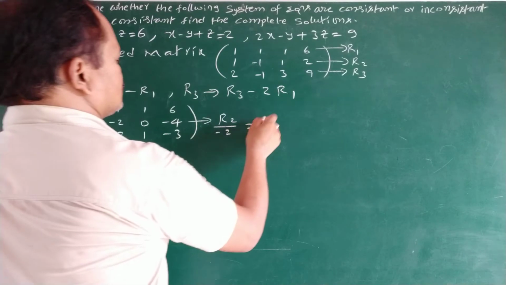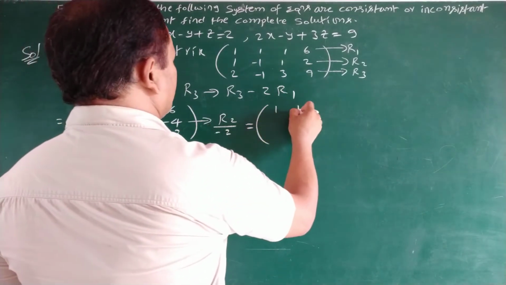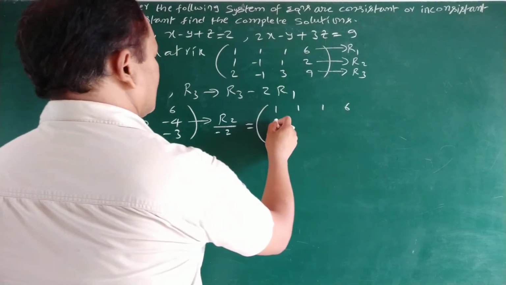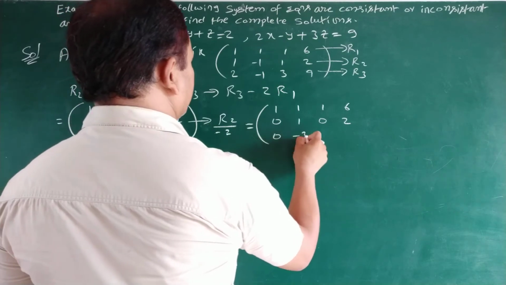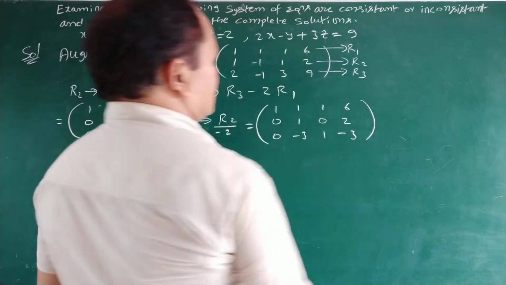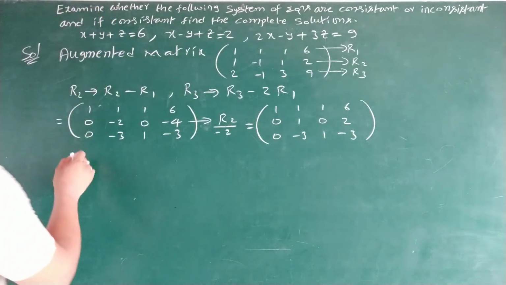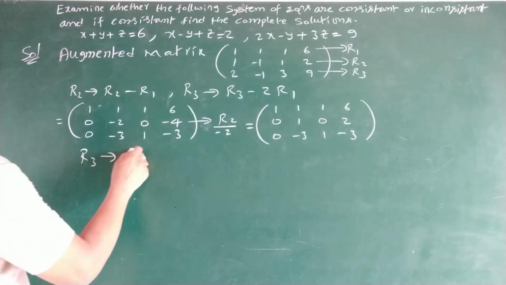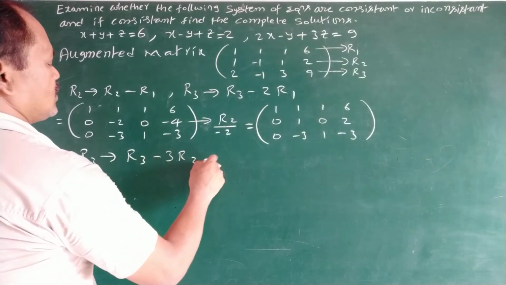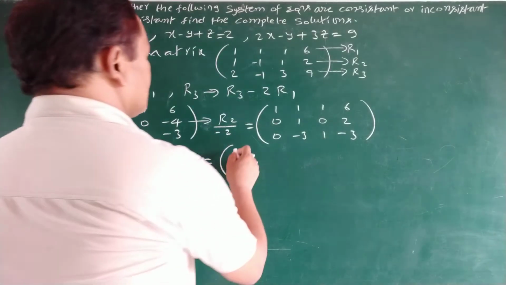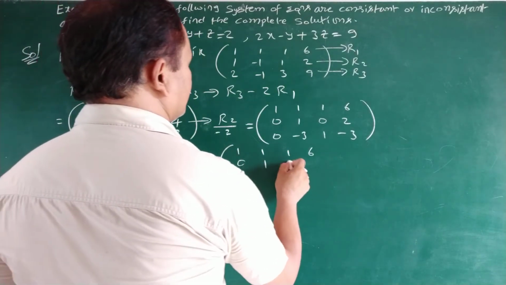this R2 divided by minus 2, then we get the equation. R2 divided by minus 2, then it is 1, 1, 1, 6. Now it is 0, 1, 0, 2. Now it is 0, minus 3, 1, minus 3. Now we have to again transform the row 3, by using R3 minus 3R2. Now from this application, here it is 1, 1, 1, 6, 0, 1, 0, 2.